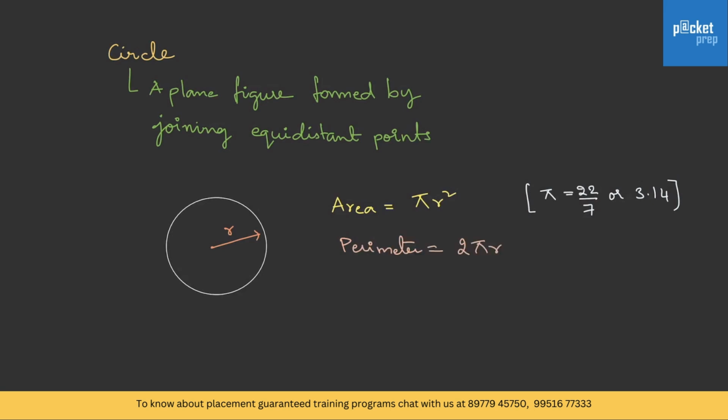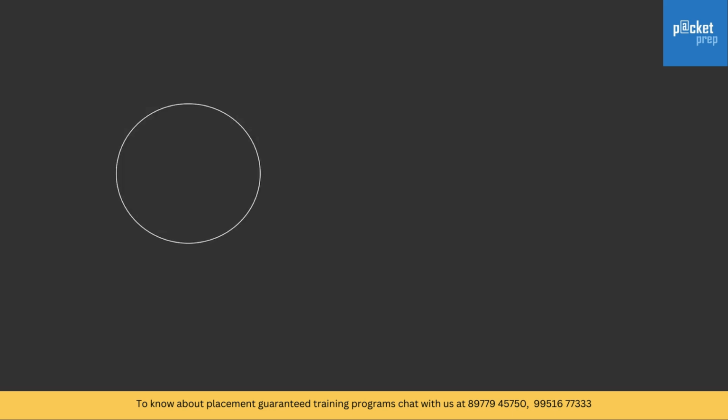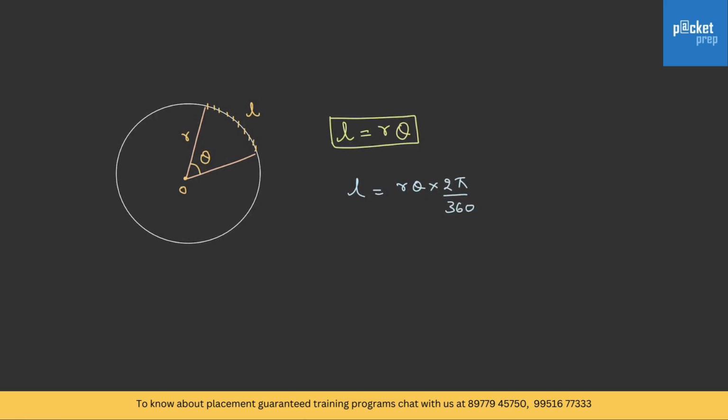2 pi r. Sometimes they give you the subtended angle, something like this: the center O with a subtended angle of theta, and let this arc length be L and radius is r. Then we can write L equals r theta. This is when theta is given in radians, and if they give it in degrees, we can write L equals r theta into 2 pi by 360. That is basically L equals pi r theta by 180 degrees. This is the other formula.